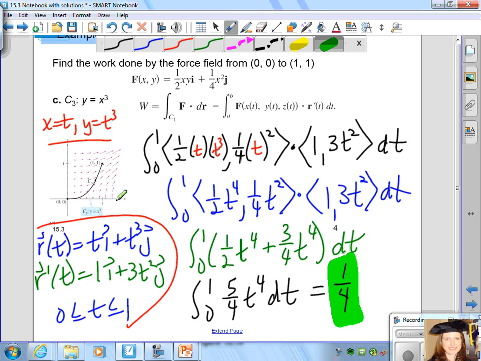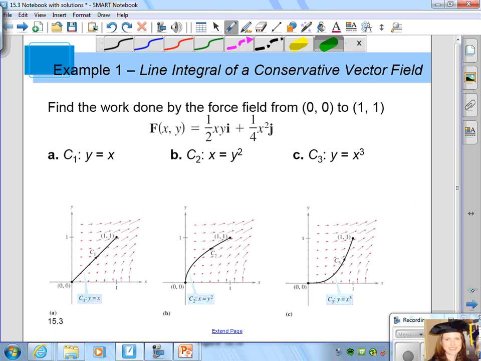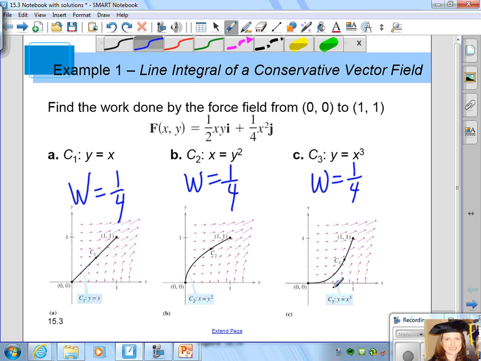The work done on all these 3 different paths was the same. Let's go back here. When we calculated the work on the straight path, the work was equal to 1/4. When we calculated the work on the second path, the work was also equal to 1/4. And when we calculated the work on that third curved path, the work was also equal to 1/4. In this case, the path actually did not make a difference for these 3 examples. This doesn't always happen, but it does happen in certain cases.